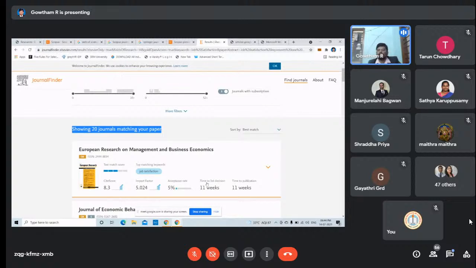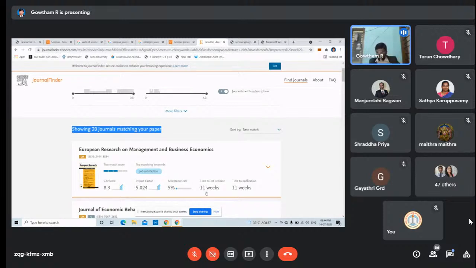And it will also show you how long it will take for the first decision. Say for example, you are submitting the paper to this journal, and they will review and send you the first decision. How long will it take? Here you could find, 11 weeks.